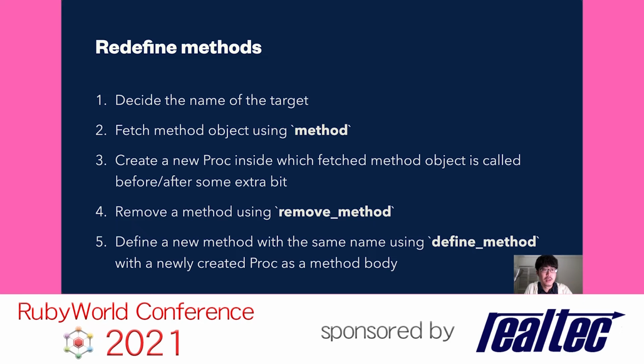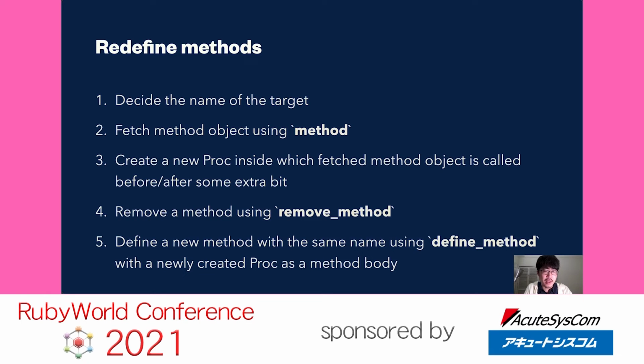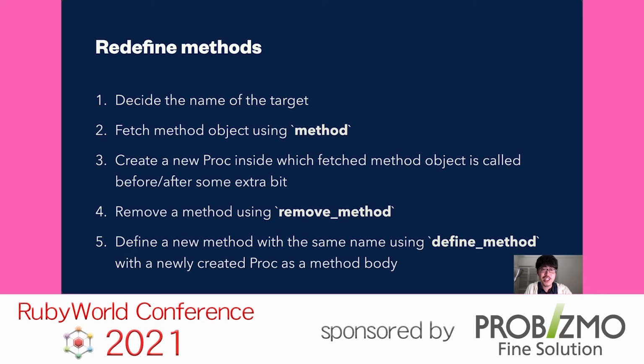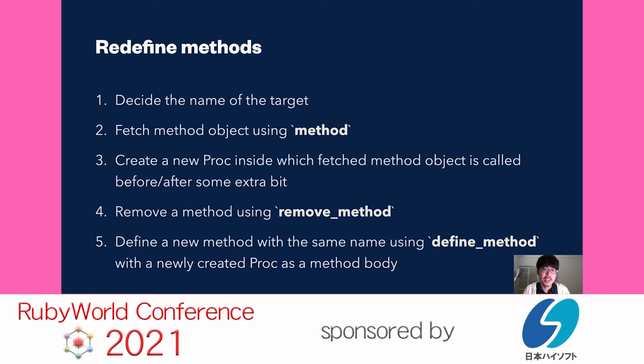First, we have to determine the name. Then the method object corresponding to that name will be taken through method. Next, we create a new proc, and inside the new proc, the previous method is called. That is wrapping the old method with a new block. By doing so, it is possible to add functions.